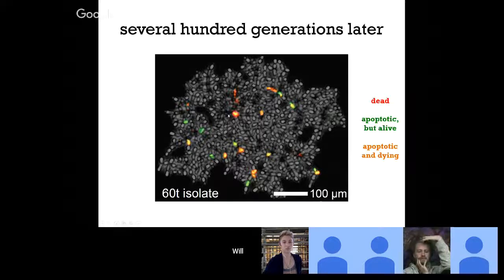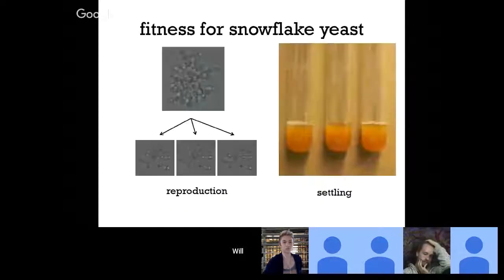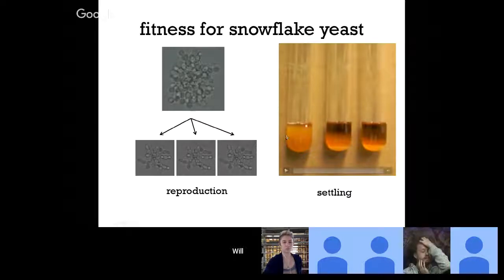We can't tell. So before I tell you more about programmed cell death, I want to give you a little primer on the evolutionary ecology of snowflake yeast, in terms of how to think about adaptation for them. Two things matter for their fitness. The first is their ability to reproduce. They are thrown into these tubes of media, where they have to compete fiercely for a fixed amount of food. And at the end of the day, if they use that food faster than competitors, they have a fitness advantage. They are overrepresented. So the second thing is that they need to be able to get from the top of the tube to the bottom of the tube.